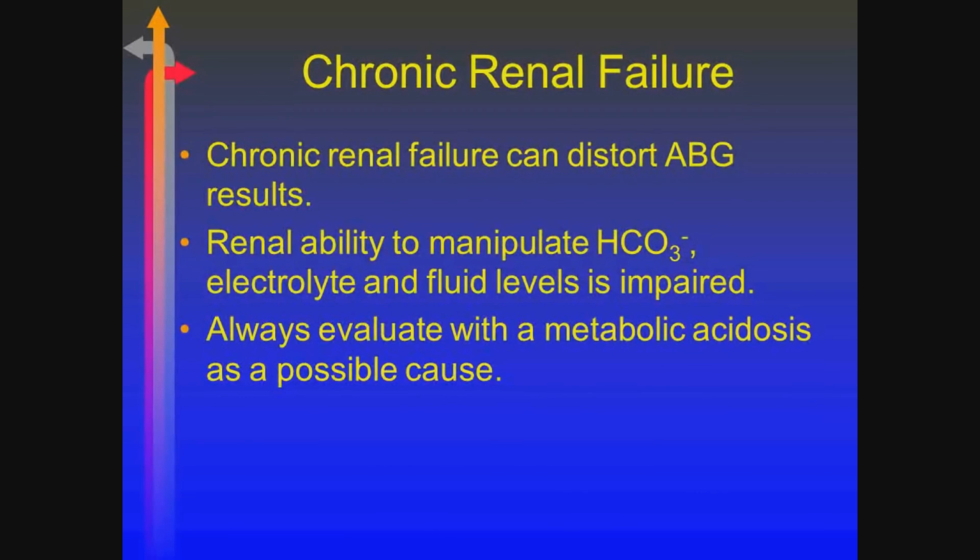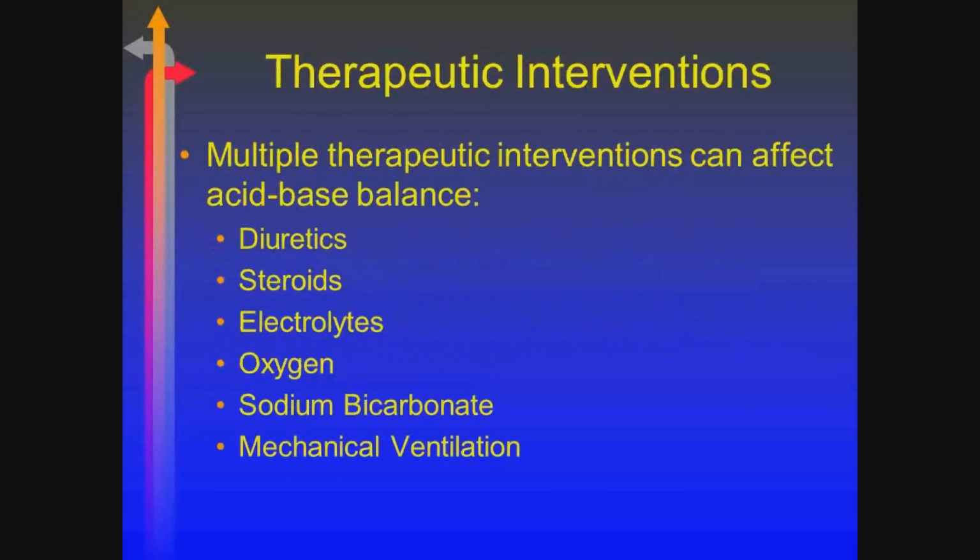Renal failure can distort the values also, because we know that that's the way that the body regulates bicarbonate and electrolytes. So we always want to go deeper, especially with a metabolic acidemia. Those therapeutic interventions I was talking about, mechanical ventilation, all kinds of drugs can alter these.